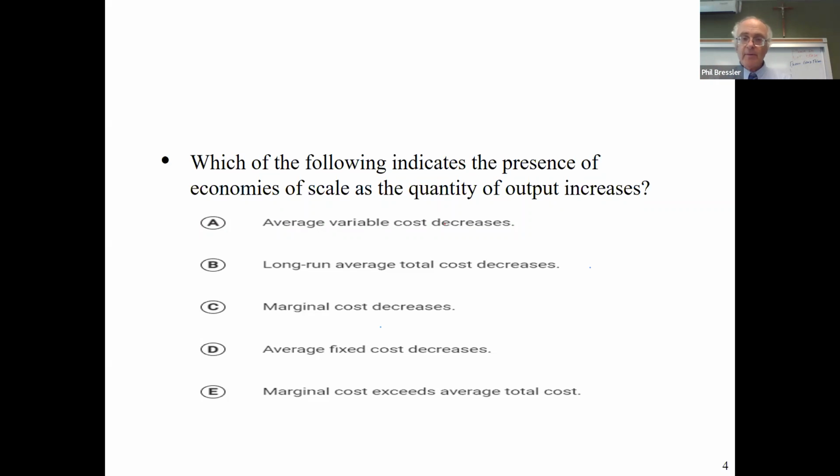All right, now, if output increases and average total cost is constant, that'd be constant returns to scale. And then diseconomies of scale would be average total cost increasing. Okay? Anyone with a question on this? Everyone's good. Okay.